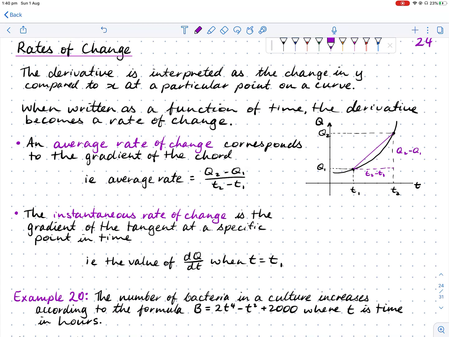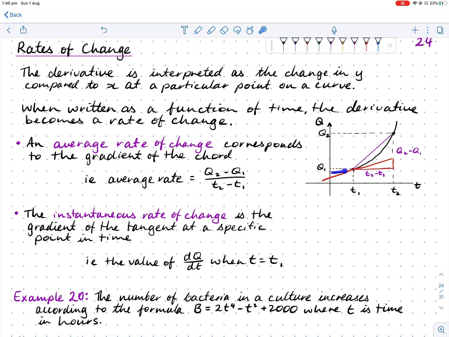If I want to know the instantaneous rate of change, so say, for example, if I want to know the instantaneous rate of change at T equals 1, what I'm trying to work out is how fast is that quantity changing at that particular point in time? And that's when we're looking at the tangent at that point. So at that point, you can see that the gradient, rise over run, is much smaller than the average rate.